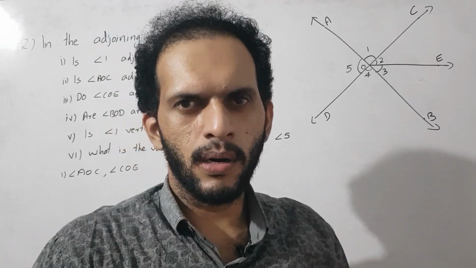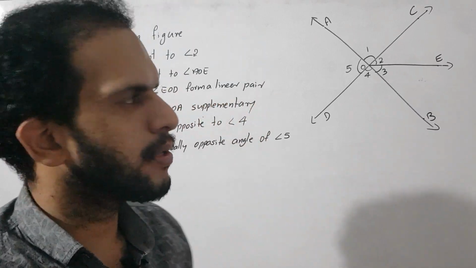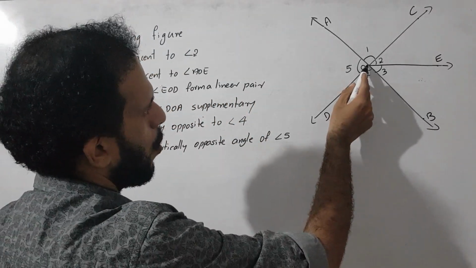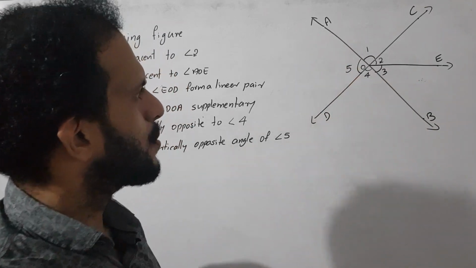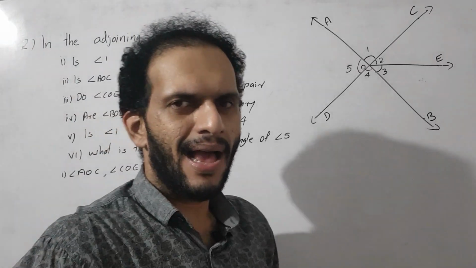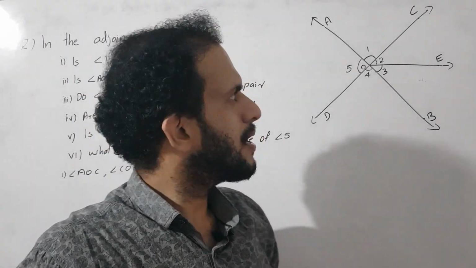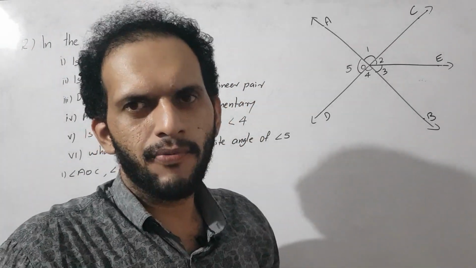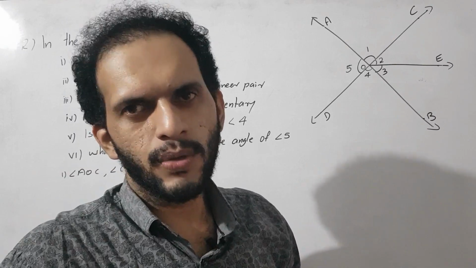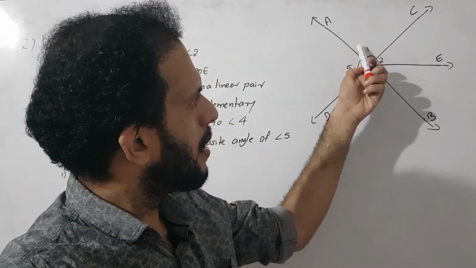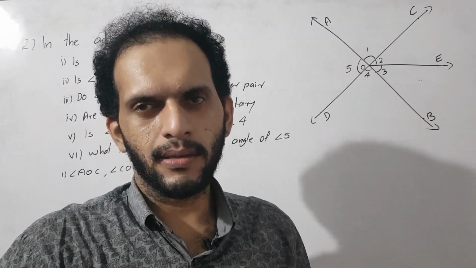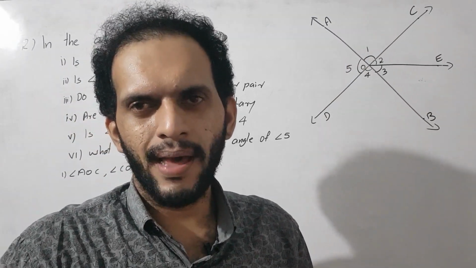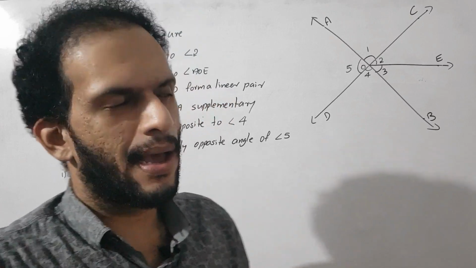Then we take the third one. What are the non-common arms? The non-common arms are OA and OE. Where do OA and OE lie? They lie on different sides of OC. Yes, they lie on different sides of OC. So it's very clear. Angle 1 and angle 2 are adjacent angles.